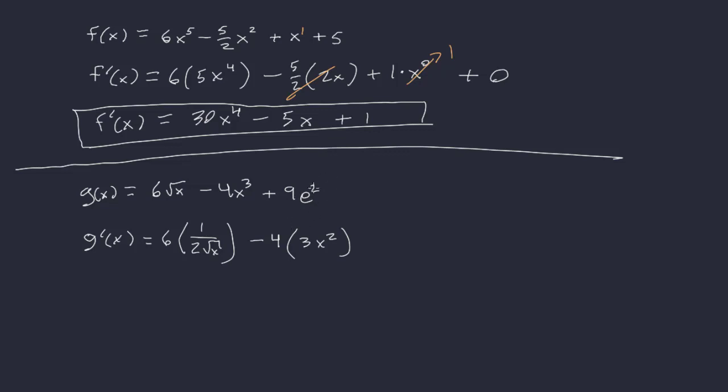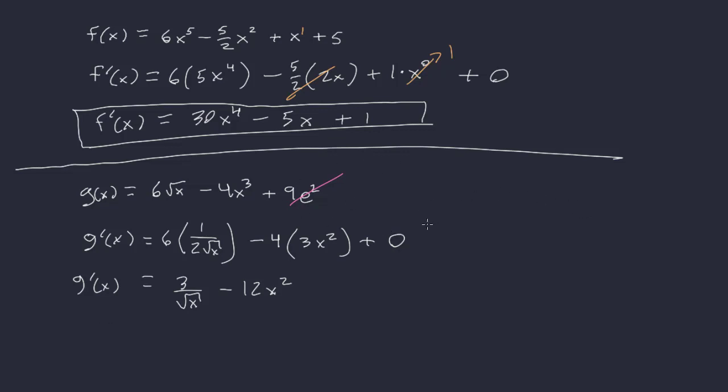This is one of those favorite tricks that math professors like to throw onto quizzes and tests, very funky looking constants. No matter what the constant is, its derivative goes to 0. So this whole term has derivative 0. Alright, so from here we have some simplifications we can do. This will end up being 3 over square root of x, and then minus 12x squared. Alright, so there's our g prime of x.